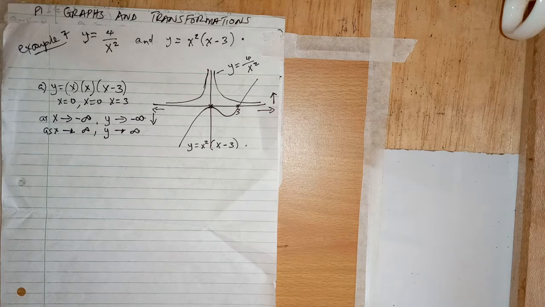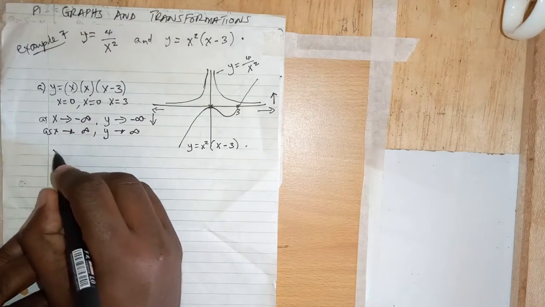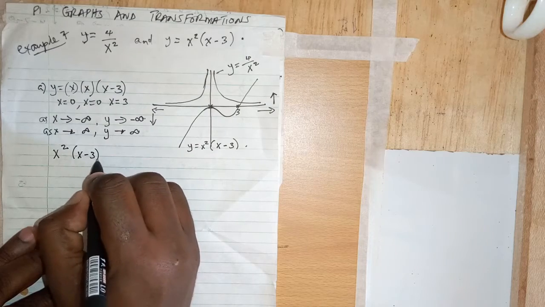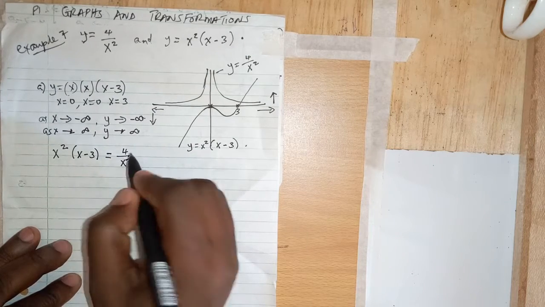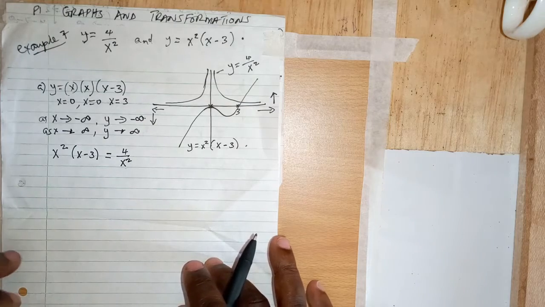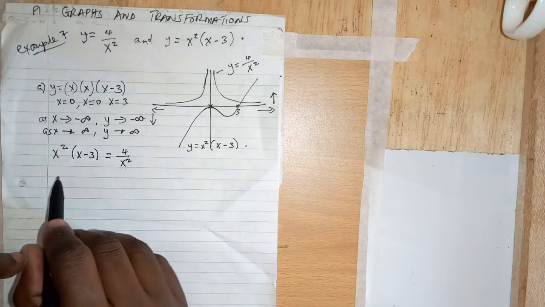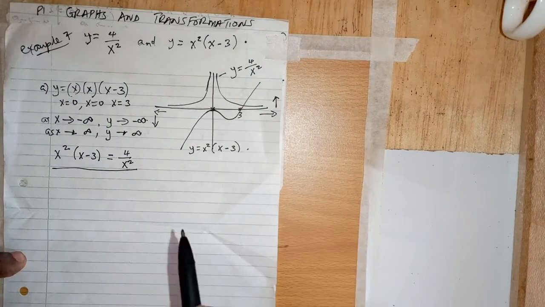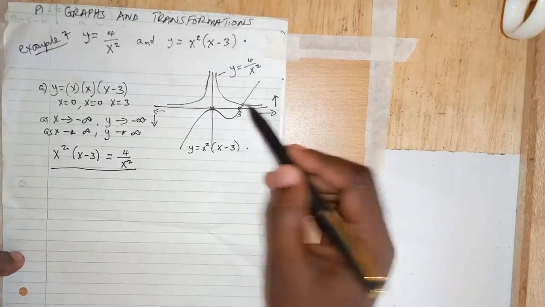Of course, you would talk about the number of real solutions. We have seen in the previous video explaining example 6 that the number of solutions depends on the number of intersection points, or the points of intersection. There is a single point of intersection, so the equation x squared x minus 3 is equals to 4 over x squared has one real solution. And of course, it follows that the equation we are faced with has only one real solution because it has one point of intersection.